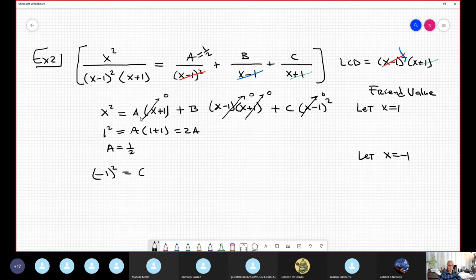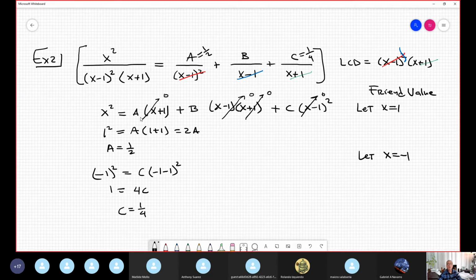Entonces C times negative 1 minus 1 squared, something like that, because you replace x for negative 1. Entonces negative 1 squared is 1. Negative 1 and negative 1 is negative 2, and negative 2 squared is positive 4. 4C. Therefore C is 1 over 4. I copy that.